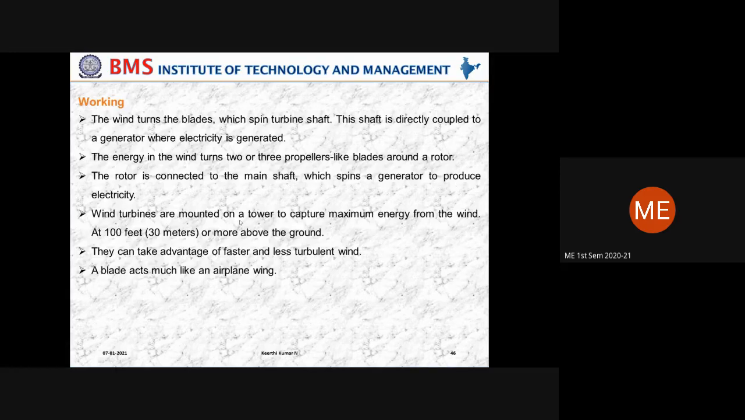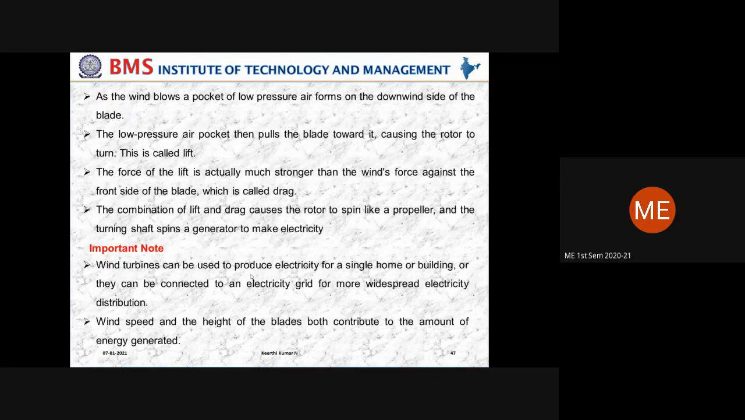And wind turbines are mounted on a tower. What is the height of the tower? The height of the tower required is usually 100 feet or above from the ground level. Then only I can extract the wind properly. And they can take advantage of the fast and less turbulent wind, and the blade acts much like an aeroplane wing.